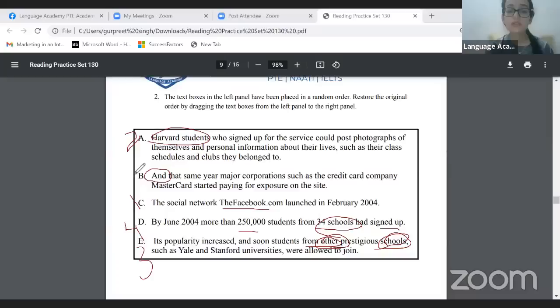And then you will say, and that same year, major corporations such as credit card company, MasterCard started paying for exposure on the site. The rule is if there are two different topics going on, then the topic which has more number of sentences comes first. For example, you had three sentences on school students and one sentence on credit card company. So first it will be about school students that you will finish, and then you will talk about the credit card company because you don't have anything to continue after that.